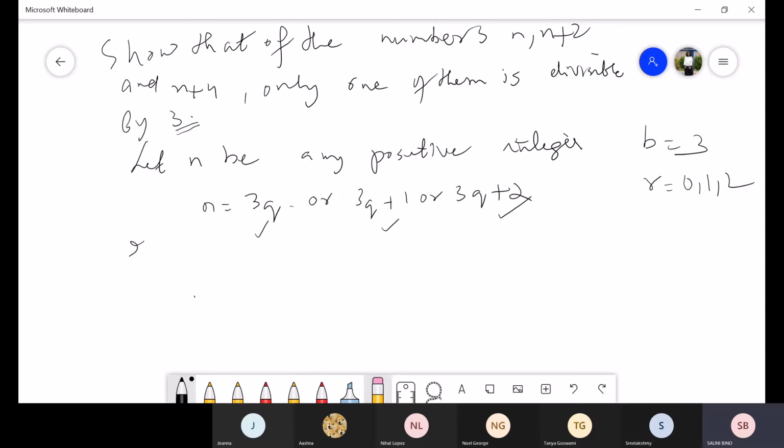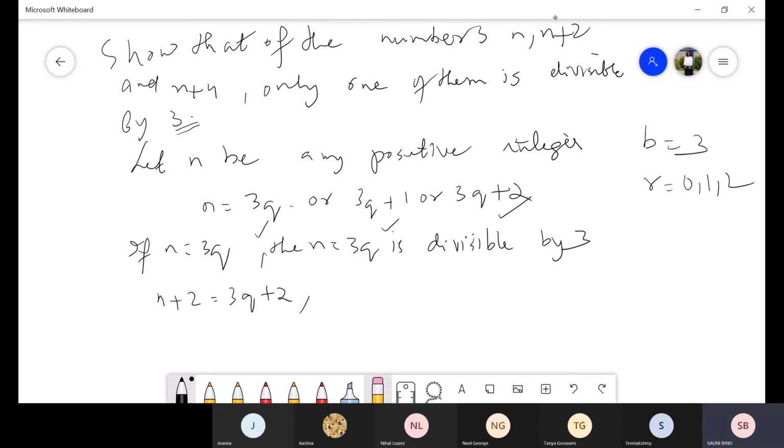So if n equal to 3q, 3q means 3 into q. That means n equal to 3q is divisible by 3. No doubt about that, right? 3 into some number, definitely it will be divisible by 3. Now take the next one.